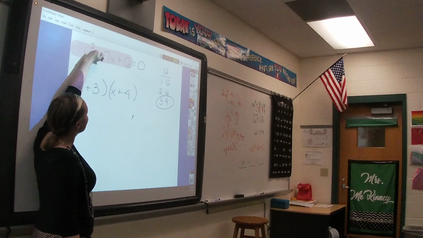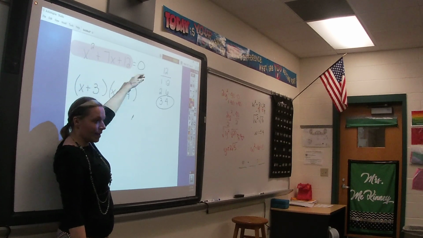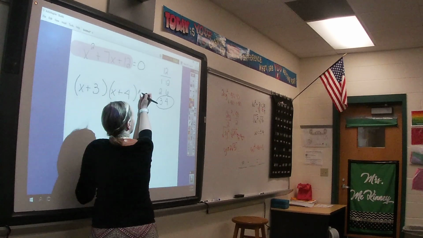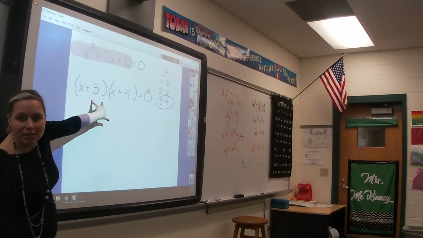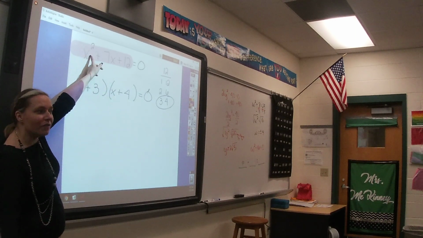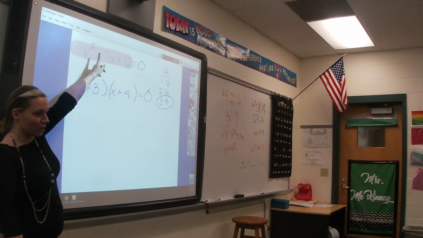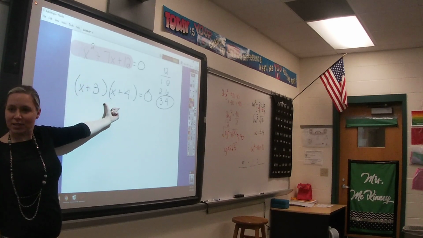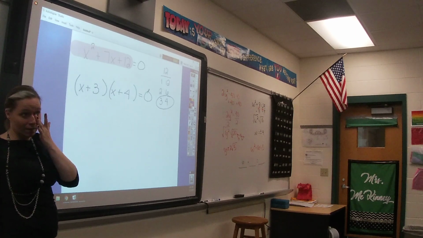Instead of writing x squared plus 7x plus 12 equals 0, I can say x plus 3 times x plus 4 equals 0, because these factors are equivalent to the original problem, right? All those fun words we've been talking about. And now doesn't this look like what we just did? Yes. So what can I do with this x plus 3?